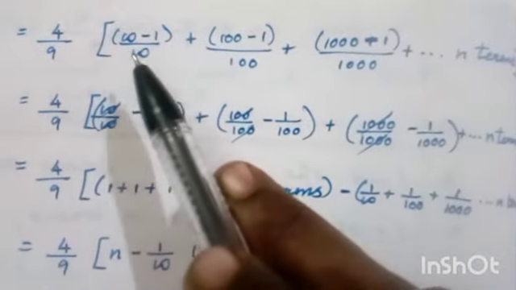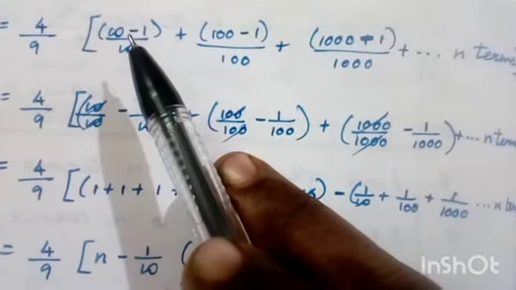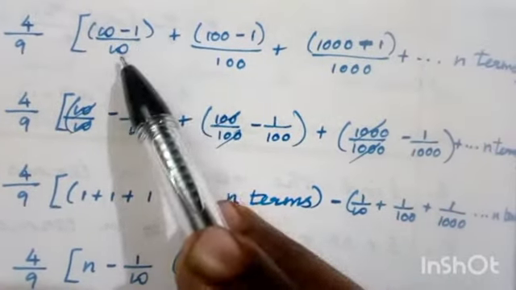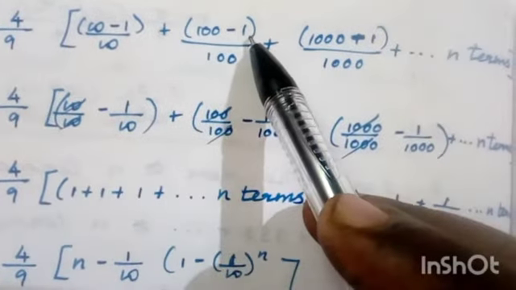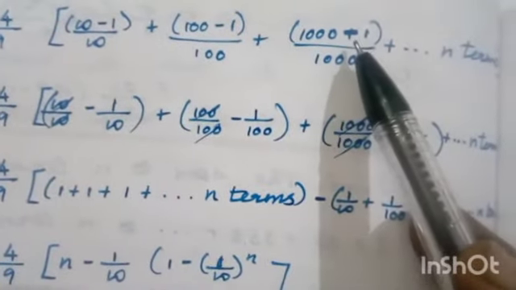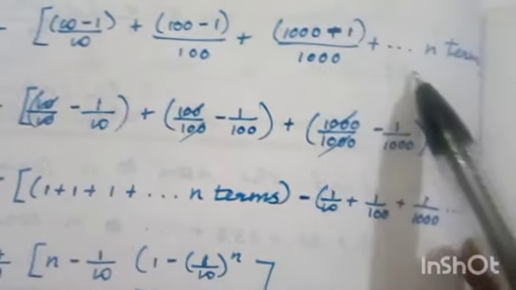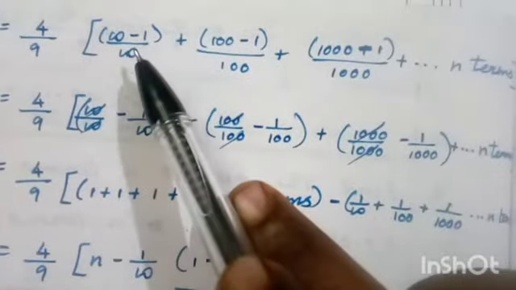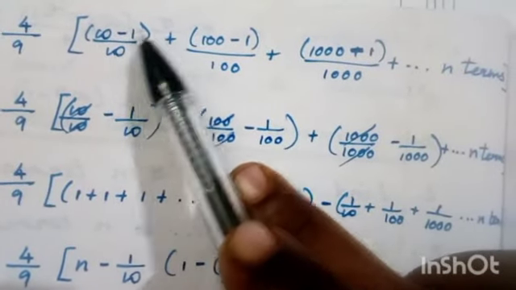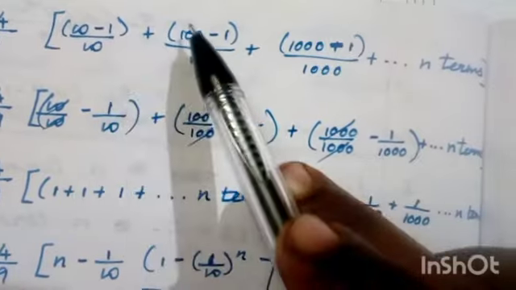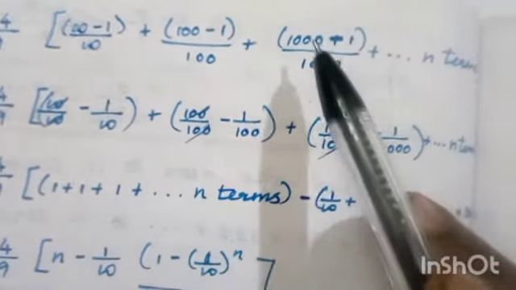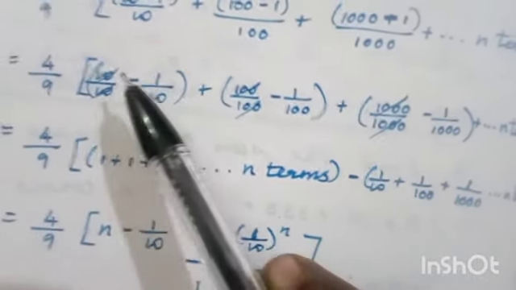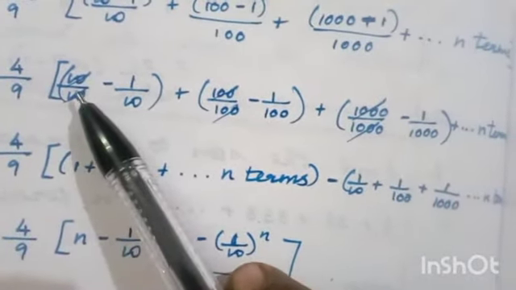Previously, we multiplied and divided by the same number, 9. So now 9 is written as 10 minus 1. 99 is written as 100 minus 1. 999 is written as 1000 minus 1, up to n terms. The denominators are the same. So now this 10 is common for the two terms in the numerator, that is 10 by 10 minus 1 by 10, 100 by 100 minus 1 by 100, 1000 by 1000 minus 1 by 1000 plus etc. to n terms.